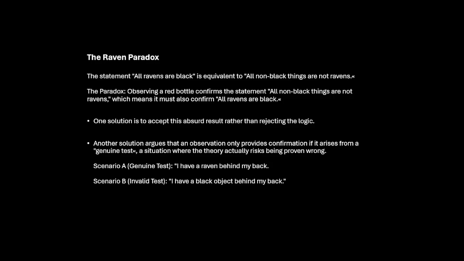But this test is not relevant to my investigation about black ravens, right? If he pulls out a raven, we have a black raven. This fits my theory. And if he pulls out a shoe, we have a black shoe. This also fits my theory. This is not a genuine test. So this solution says that perhaps there is only confirmation when the observations arise during a genuine test.